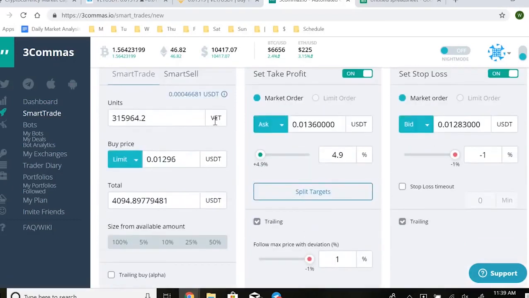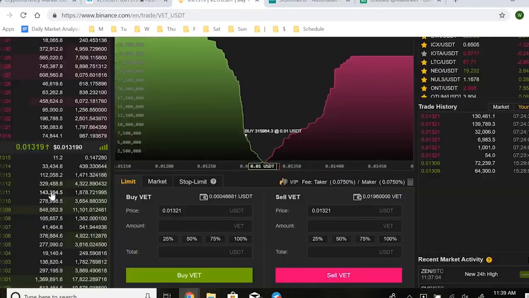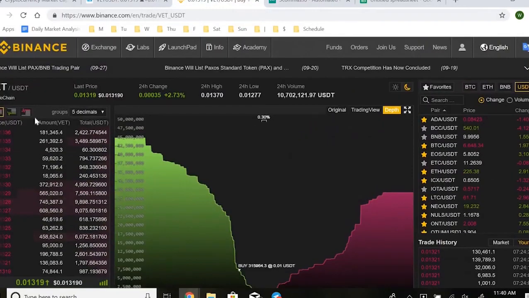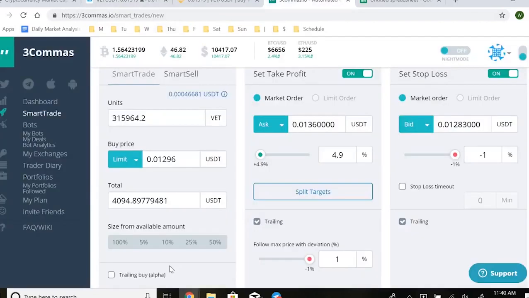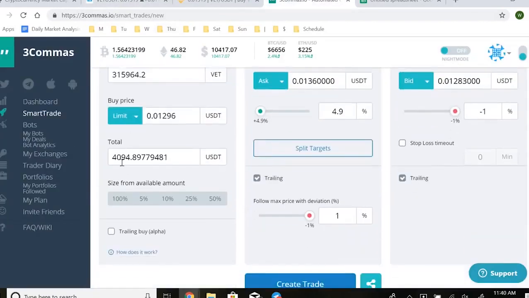So first off, VET, the amount of units, so the amount of VET tokens, the buy price, so a limit order, I set it at 1296, and again, we identified 1296 because if you come back in here, we've identified 1296 as being a quality buy order. I actually might end up pushing that up a little bit. There's a lot of buyers here, but we'll have to see as time goes on. So I set mine at 1296. As you can see right here, and the total amount was $4,094, right?